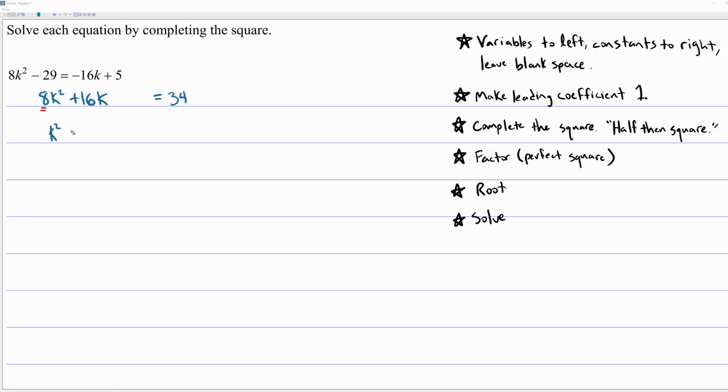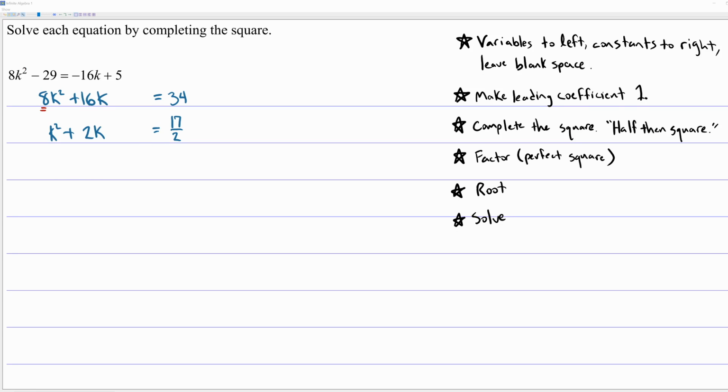So k squared, no problem. 16 divided by 8 is 2, no problem. And here you'll see why students typically don't like completing the square a whole lot. 34 divided by 8, well, that's a fraction. We can simplify the fraction. It's going to be 17 over 2. Sometimes you have fractions in your problems.